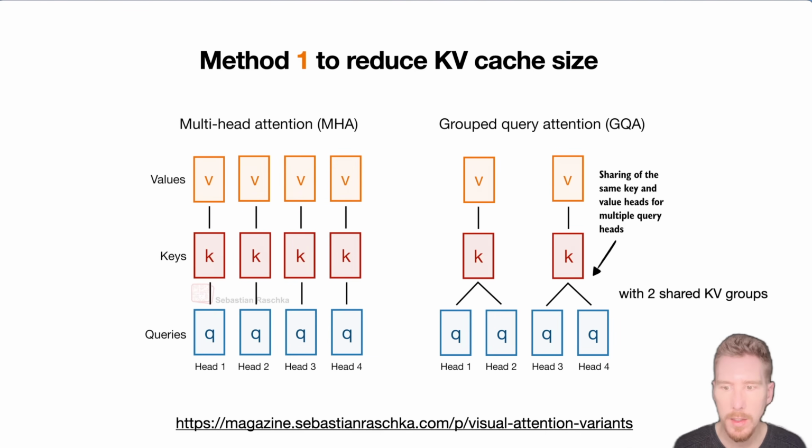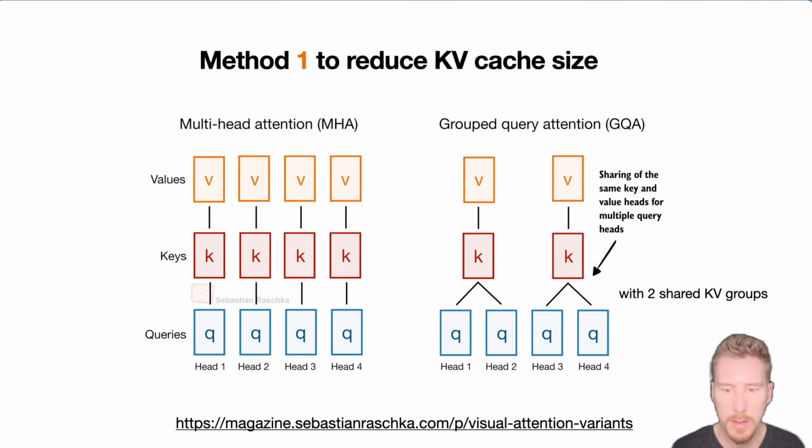And so one idea is so-called grouped query attention. Grouped query attention is not a new idea. I think it came out in 2022, 2023. I think one of the Llama 2 models, the larger one, already used that. So it's not super new, but it's still very popular and very relevant.